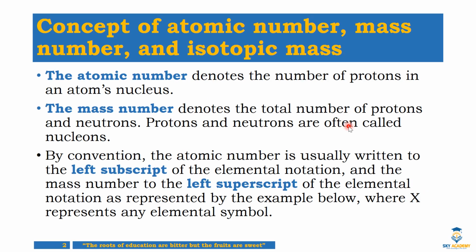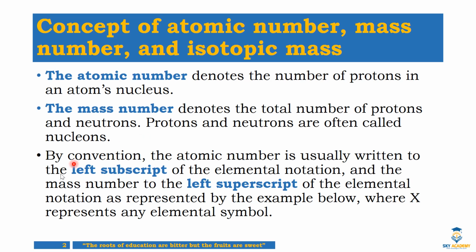Yes, today when we look upon the atomic number, simply the atomic number denotes the number of protons in atom's nucleus. When you say atomic number, you say number of protons. So that is the atomic number. Then the mass number denotes the total number of protons and neutrons. The protons and neutrons are often called the nucleons. So mass number, it is the number of the protons and the neutrons in atom's nucleus.